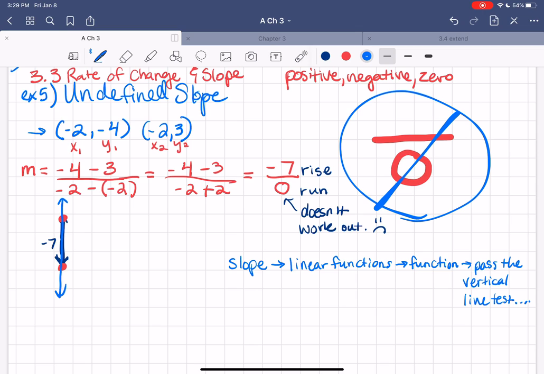So undefined slope is straight up and down, and it is not something that we can have for functions. So this, it doesn't work out, not a function basically. It's not what you thought it was. It's not a function. You can't find the slope of it if it's not a function.